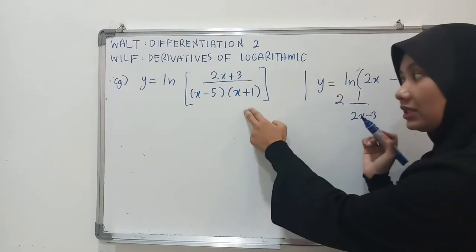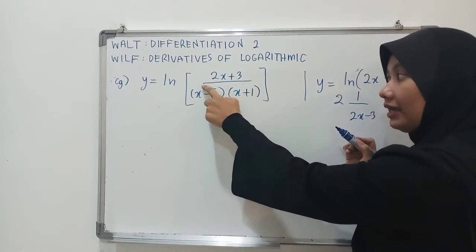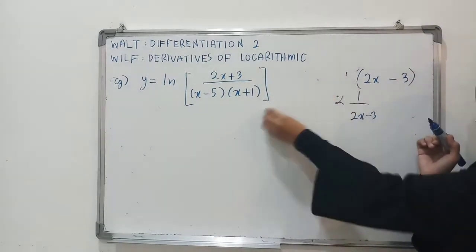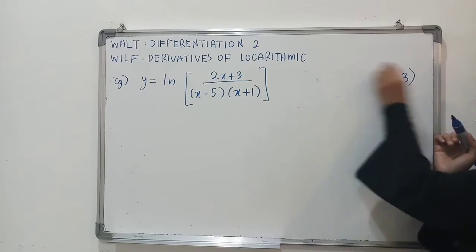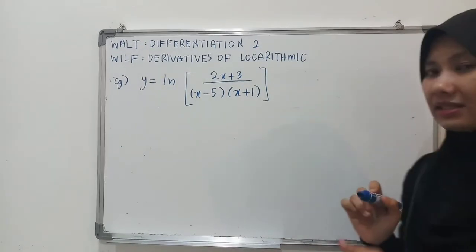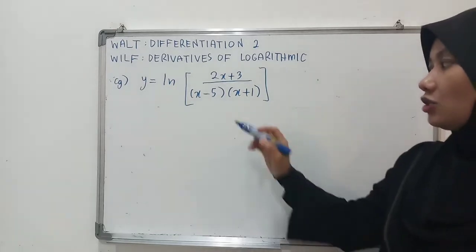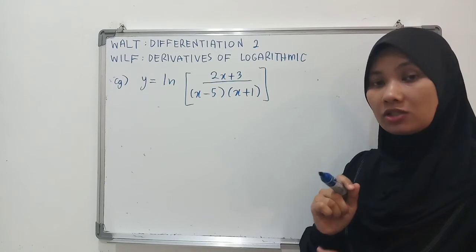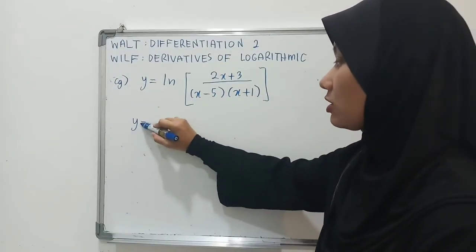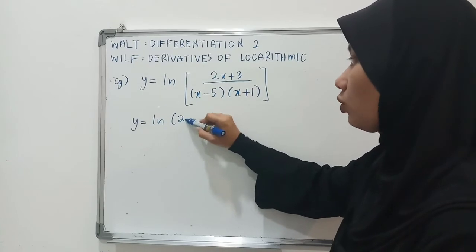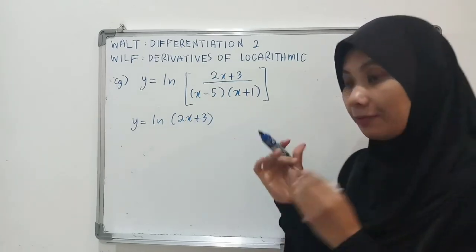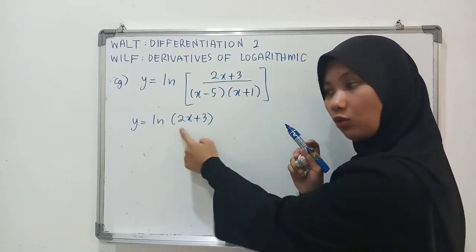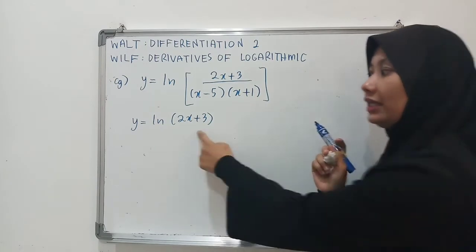But this question is separated by quotient, division, and product. I hope you can see the difference of those two questions. If you cannot understand, message me please. Okay, so how do we simplify this by using the laws of logarithm? That is just y equals ln, okay, I have 2x plus 3. I put bracket for 2x plus 3 because the whole thing belongs to ln.